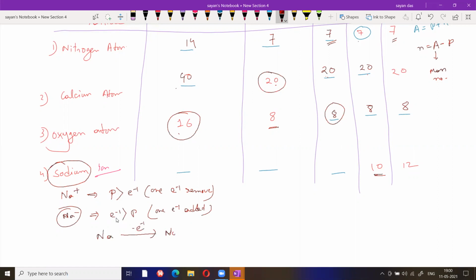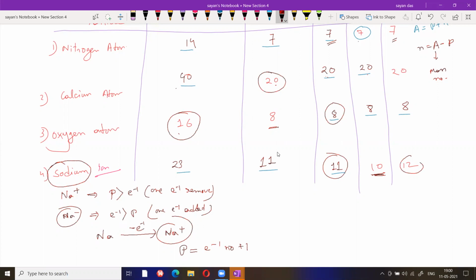Okay, so the electron number is given as 10. So what is the value of the proton number? The proton number is basically the electron number plus 1. Why plus 1? Because one electron was already removed. That's why the proton number is 11. Mass number: 12 plus 11 equals 23. This one is 11. Any doubt regarding this part? This part is clear. Very easy stuff. Any doubt?